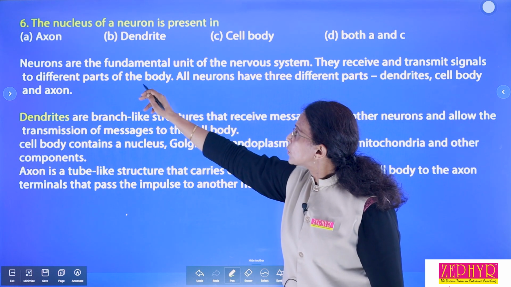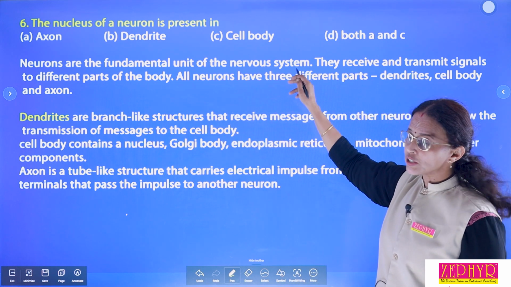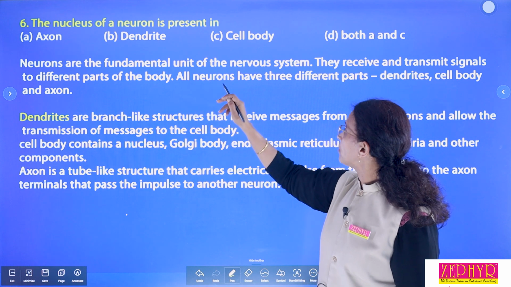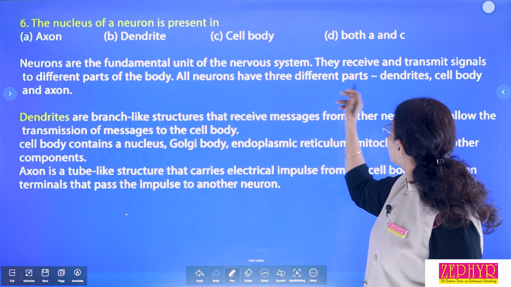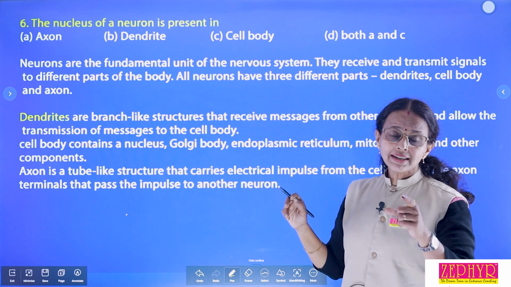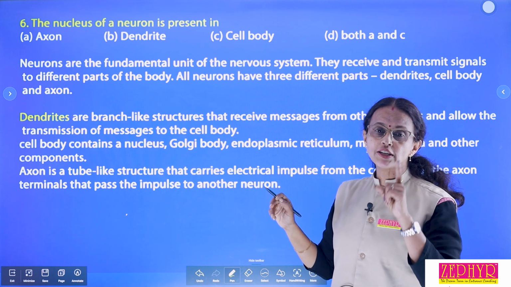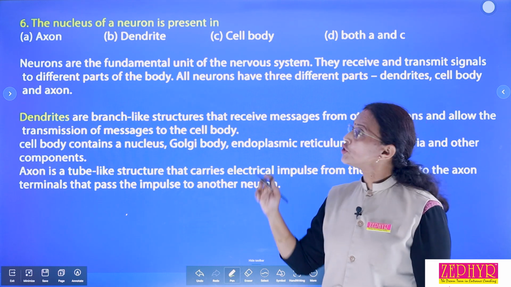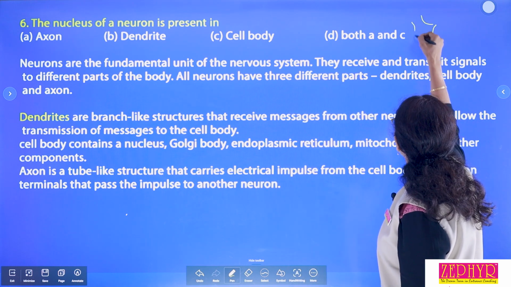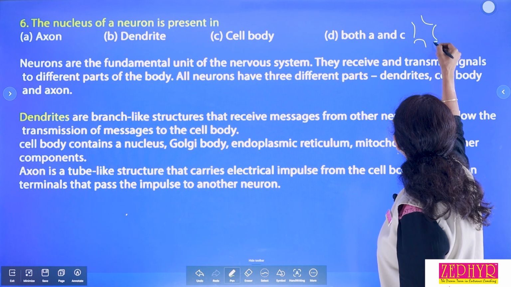C. Neurons are the fundamental unit of the nervous system. They receive and transmit signals to different parts of the body. All neurons have 3 different parts: dendrite, cell body and axon. But the nucleus is present in which part? What is the structure of a neuron? Here is the cell body.